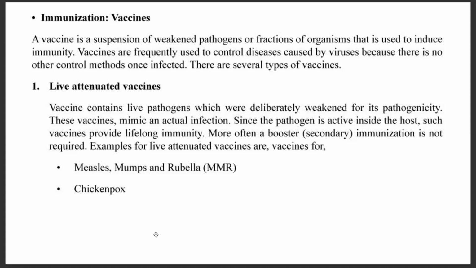There are several types of vaccines. There are three types: live attenuated vaccine, inactivated vaccine, and subunit vaccine. Okay, right. Live attenuated means live, right? From the word you can get the definition. Live attenuated means this vaccine contains the live pathogen which is weakened for its pathogenicity. Deliberately weakened. The word is very important.